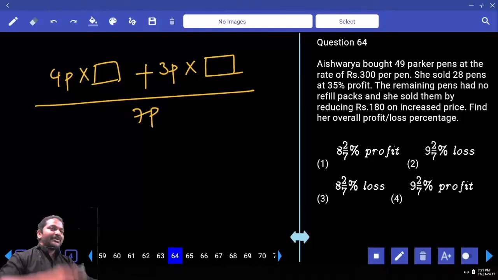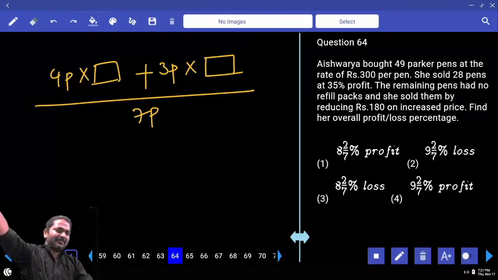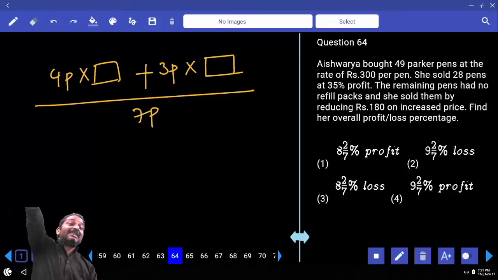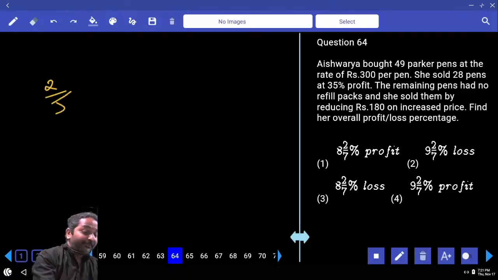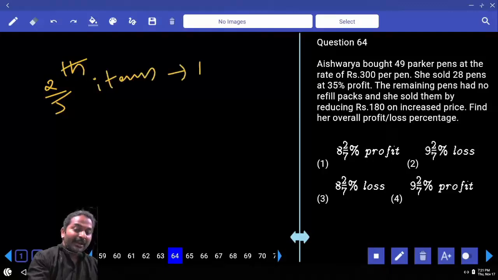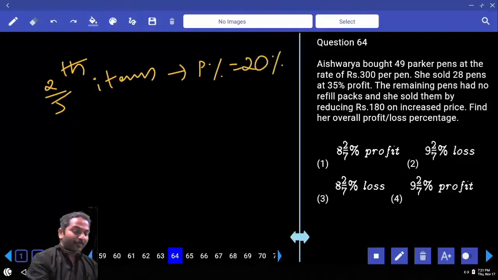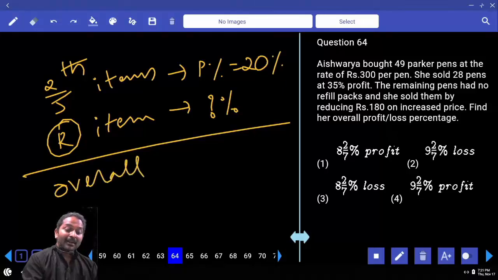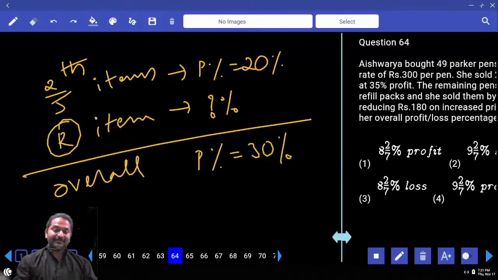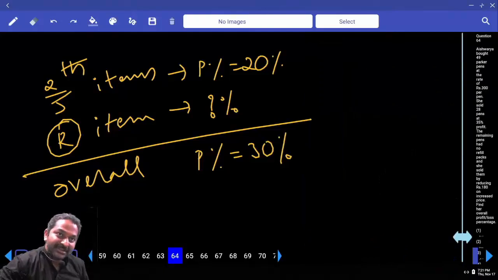Yes or no? Before this, you may have seen this question in another form: 2/5 of the items were sold at 30% profit. At what percentage profit must the remaining articles be sold so that the overall profit is equal to 30%? Two-fifth items we are getting 20% profit, on remaining items what percentage of profit must be there so that overall profit percent becomes 30? Have you ever seen this type of question? Yes or no? How do you do it?